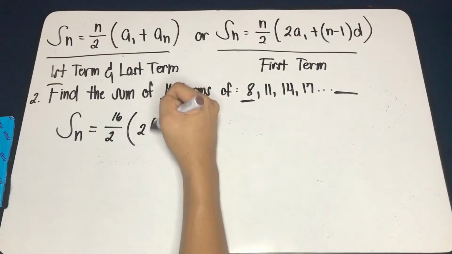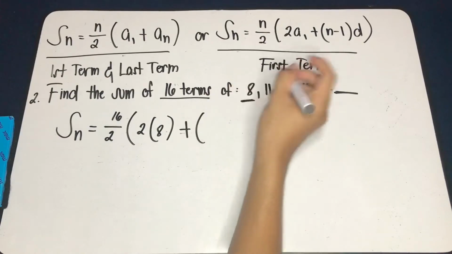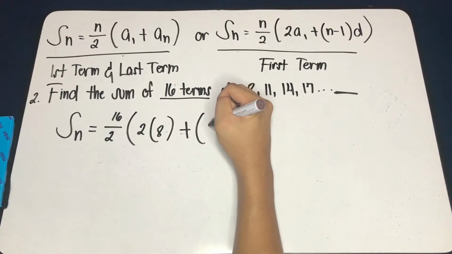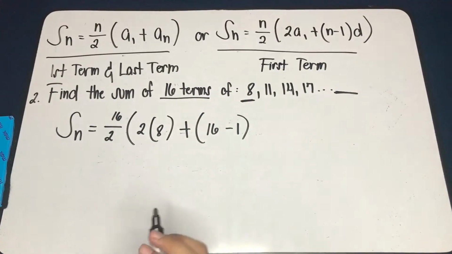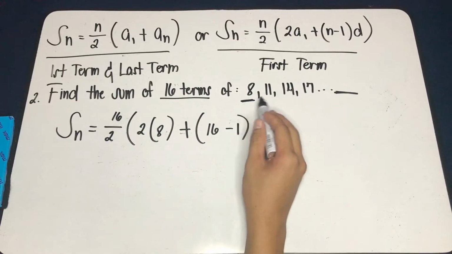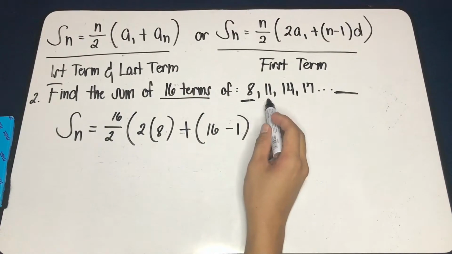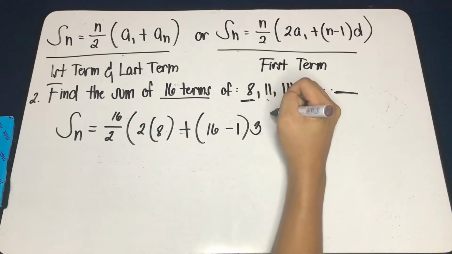So, 2 times, ang first term natin is 8, plus n. Ano nga ulit yung n natin? 16. N is the number of terms. So, 16 minus 1, times d. Yung d is yung common difference. Paano mo makukuha yung common difference? Hahanapin mo lang kung ano yung number na inadd or sinubtract sa mga numbers na sumunod. So, 8. Ano i-add mo kay 8 para makuha si 11? 3. Ano i-add mo rather kay 11 para makuha mo si 14? 3 pa rin. So, ang common difference is 3.